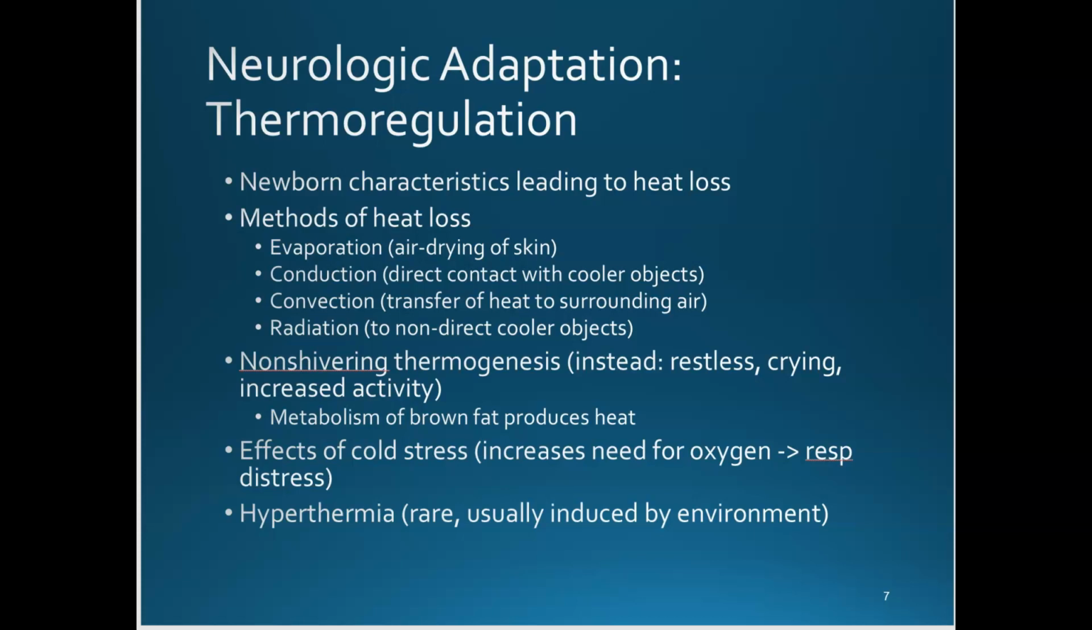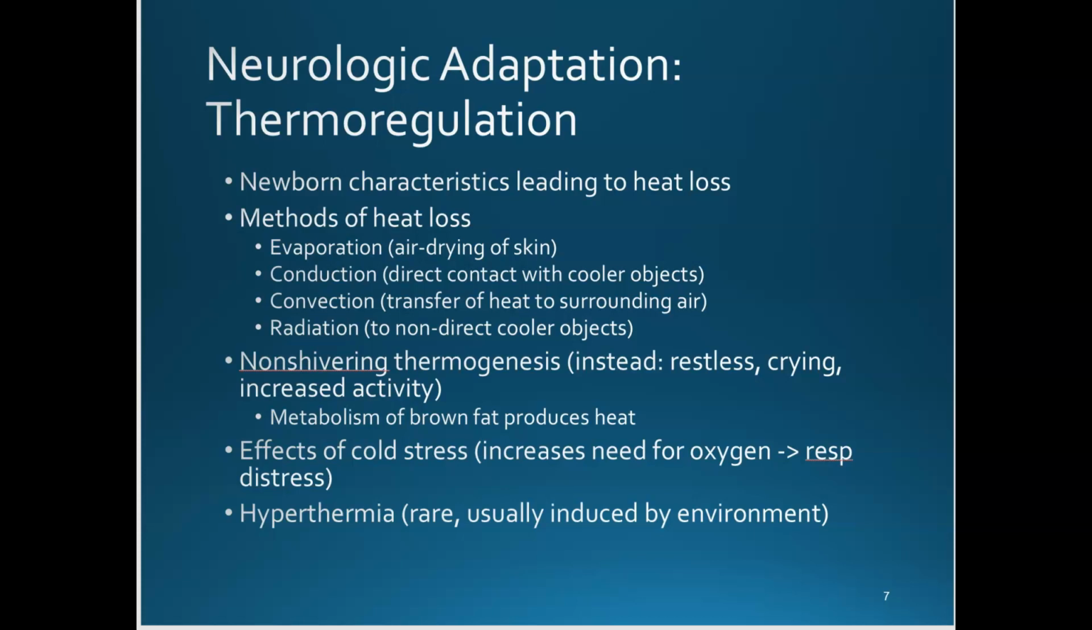Babies don't create heat or maintain heat the way that adults do. So in an adult, if you get cold, your body will start to shiver, right? And it uses that shivering mechanism to create heat energy from your muscles. Babies don't have the muscle mass to create heat. So instead, we have this non-shivering thermogenesis occurring where they're restless and crying, and they increase their metabolism to start to burn brown fat in their body to produce heat.